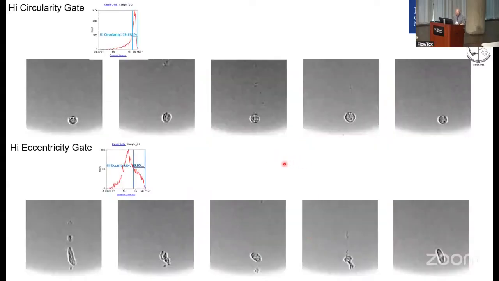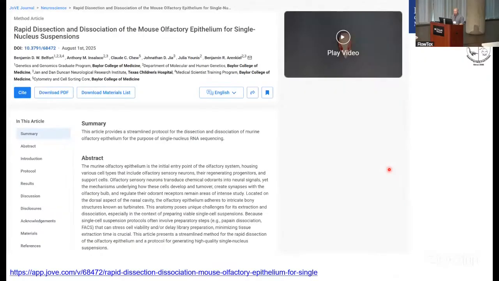So here are some representative images from high circularity events. You can see the nice round happy nuclei, and then high eccentricity events where they're kind of oblong and unhappy and falling apart and no good. So these parameters allowed us to get a very clear distinction between viable and non-viable nuclei. And happy to report that this was actually published as part of a JoVE article or JoVE video as of August 2025. I encourage you to check it out. The videos of the dissections are very cool, very interesting, and the flow plots are not that interesting, but we're very, very happy about that.